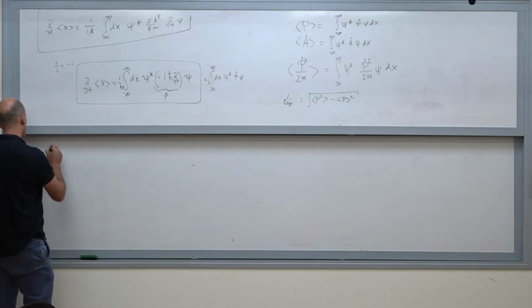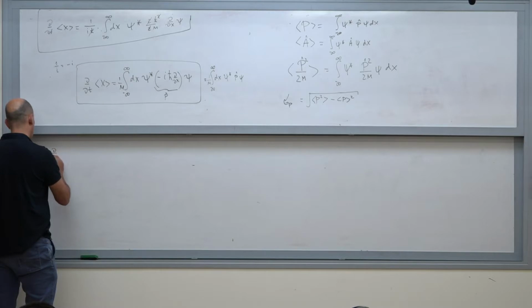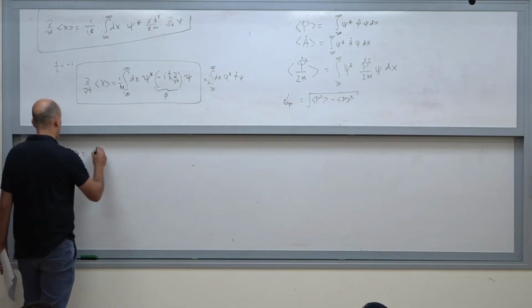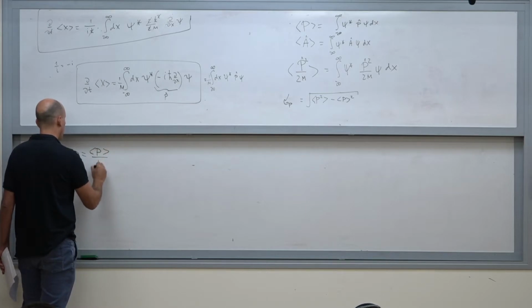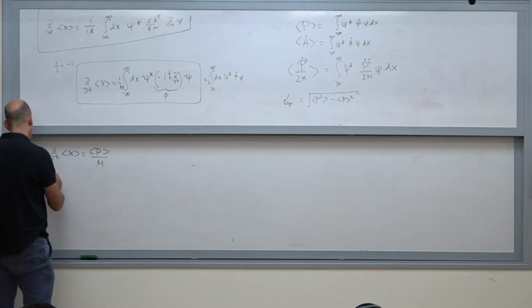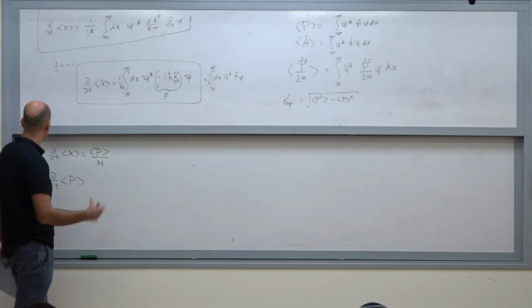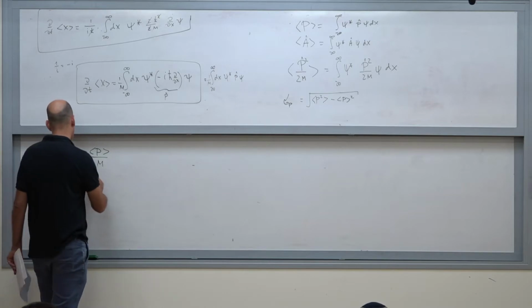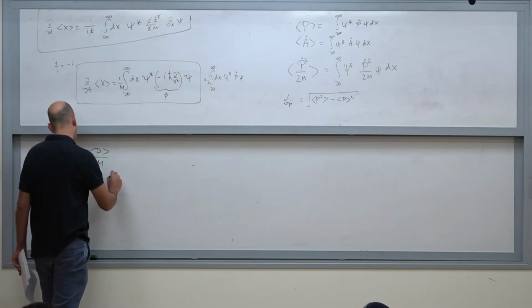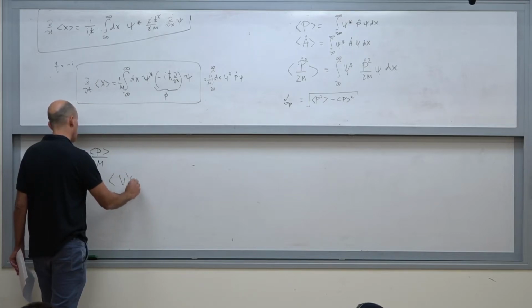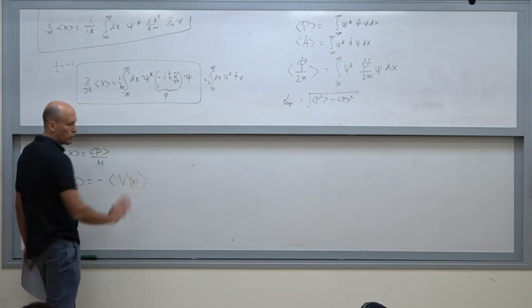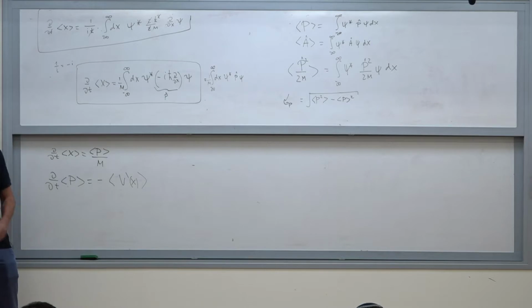So what we showed is that the derivative in time of the average position of the particle is the average momentum over M. And I said, and this I will not prove, but you will do that, either at homework or, if you are not lazy, tonight, that the derivative of the average momentum is equal to minus the average of the spatial derivative of the potential V of x. It could depend on time, but I only write the position.